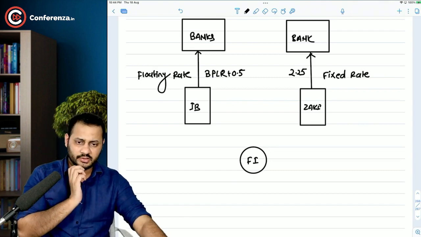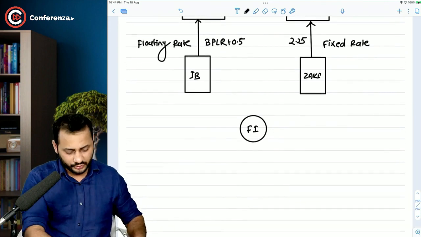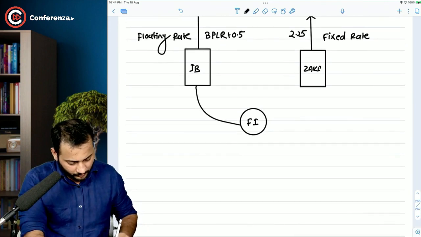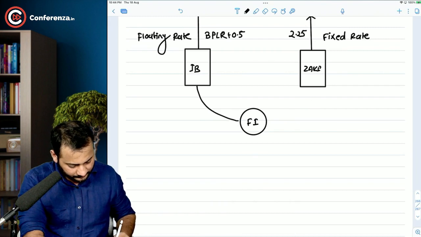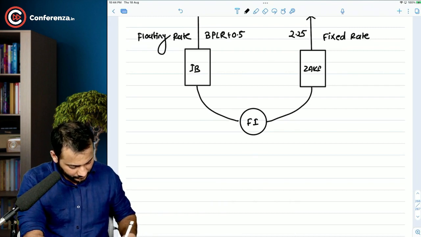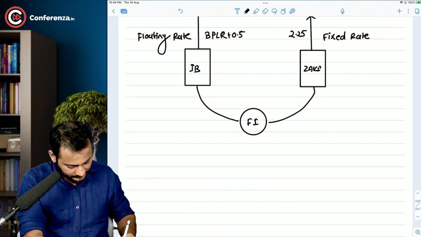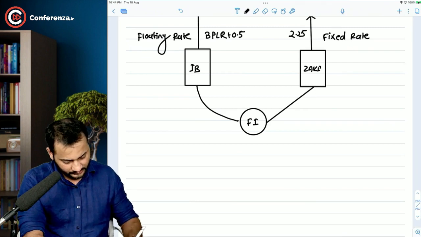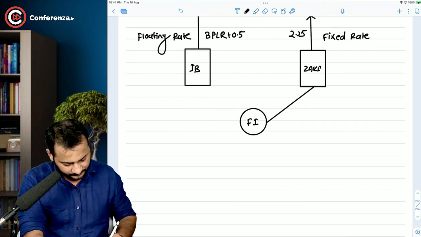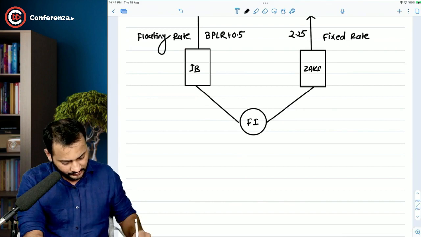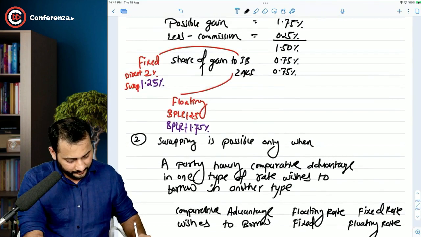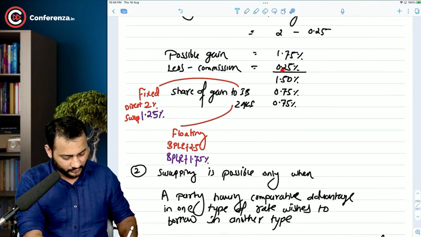Now, just a second. One thing is also sure, that we are going to pay the dealer. So the dealer will also take his commission, right? And the total commission to the dealer should be 0.25. Understood? So 0.25% is the total commission to the dealer.